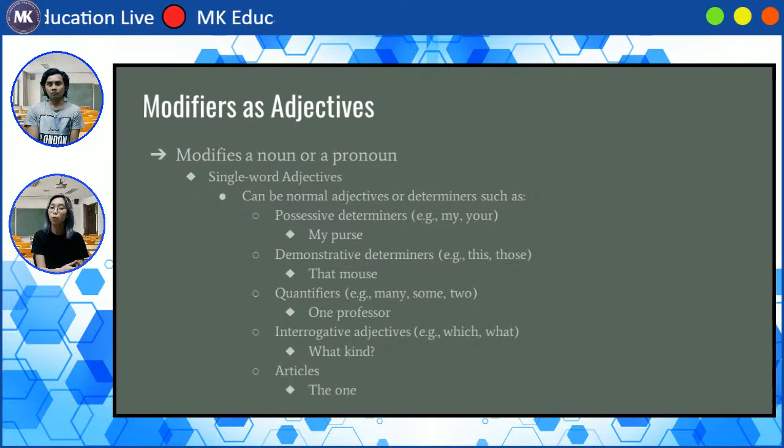We also have quantifiers, e.g. many, some, two. But here in our example, we have one professor. So one is our quantifier, and the word that it modifies is professor. We also have interrogative adjectives, e.g. which or what. And for example, we have what kind. Okay, it's like we are asking a question. And the last one, we have articles. Here in our articles, I gave an example, the, and then it modifies the word one.